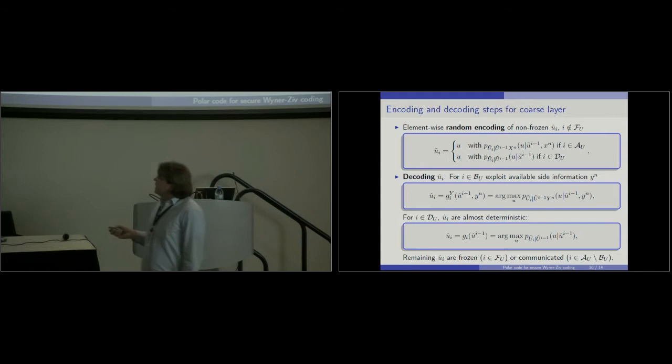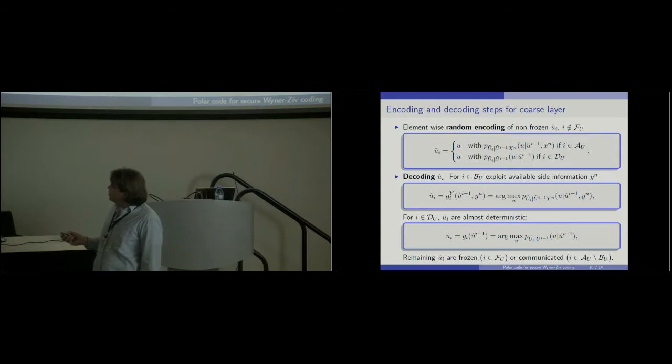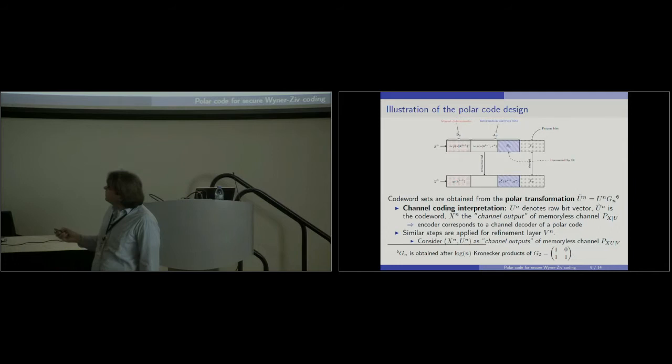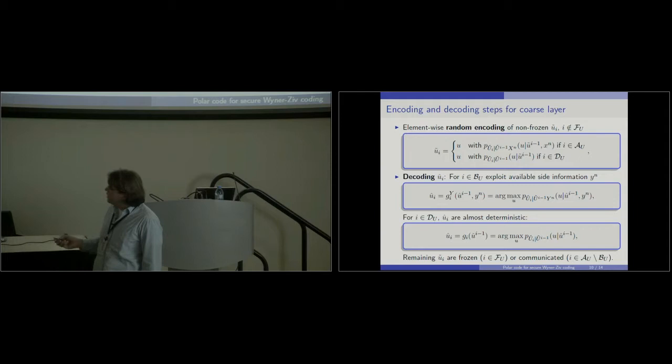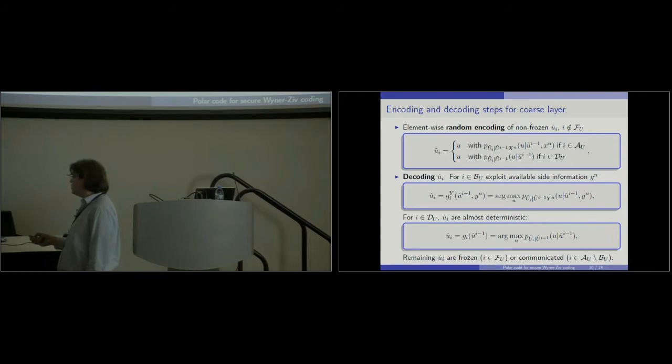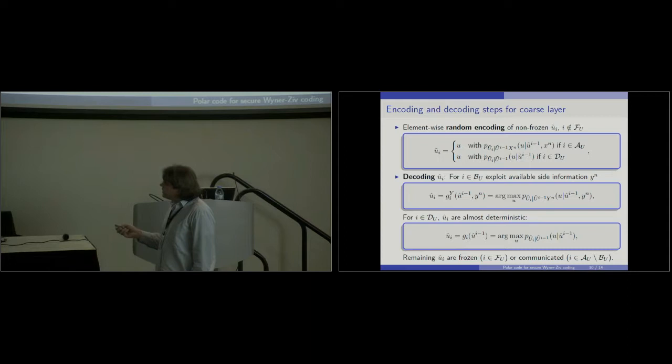And on the decoder side, we also have to look at the setup that not all bits are communicated. So if a bit is within B_U, the set which we decided will be recovered by the side information, then we have the side information and the previously decided bits, which allows us to conclude on the next bit. If the bit is in the deterministic set, it can be concluded from all the previous code word bits. And then we have remaining bits, those which are frozen, which we have fixed on both sides previously, and those which had to be communicated, which are carrying the information. Noticeable here is that the encoding is actually random, and the decoding is deterministic.